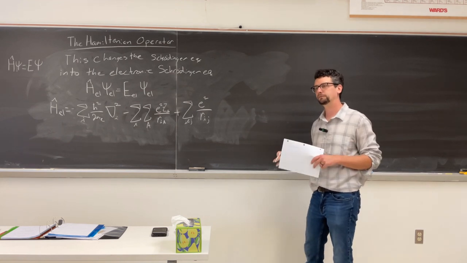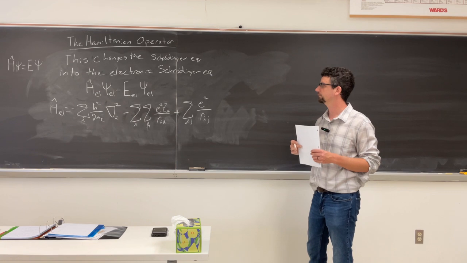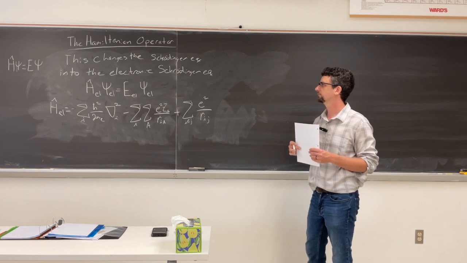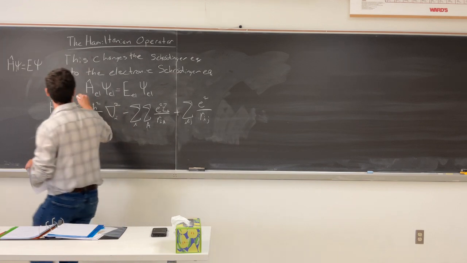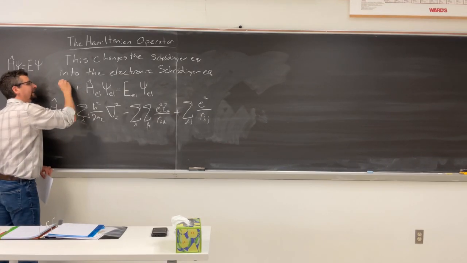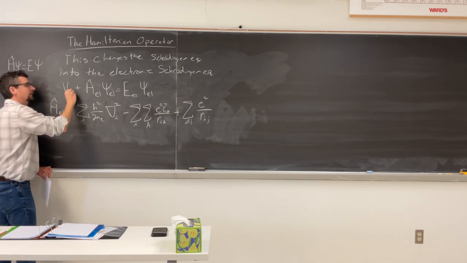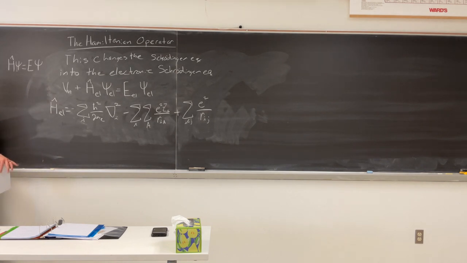Would it be H hat times the electron wave function equals the electronic energy times the electronic wave function, plus... So you can do that. You can sometimes break this apart or add a potential for the nuclei. So you can do that, and that's honestly more proper.